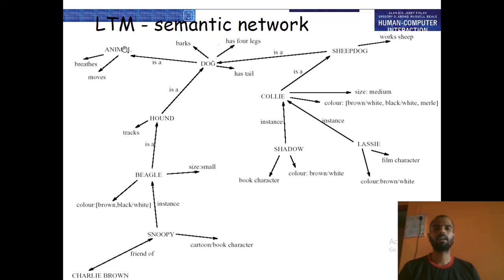In the case of animal: an animal breathes, moves, and an animal is a dog. Like that we get the information about the animal, and these lower nodes are treated as child nodes and the upper nodes are treated as parent nodes. Thank you.